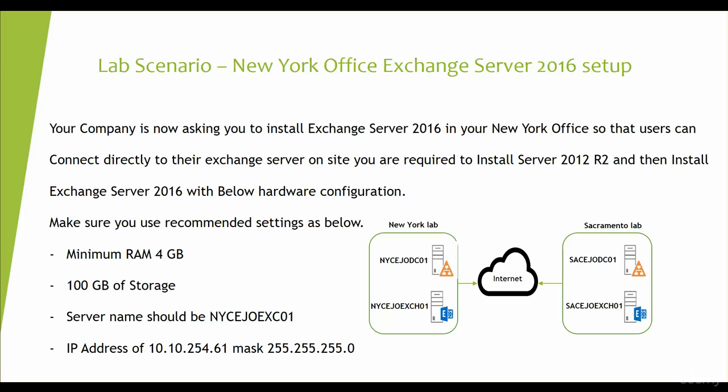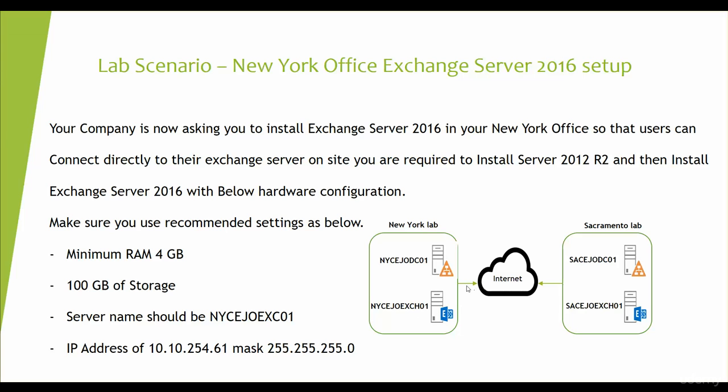You are required to install Server 2012 R2 and then install Exchange Server 2016 with the below hardware requirements. Make sure you use the recommended settings as below. The minimum RAM should be 4 GB, and 100 GB of storage is good. The server name should be NYC EJO Exchange 01, and the IP address is 10.10.254.61 and the subnet mask is 255.255.255.0. If you see in the lab diagram, we already set up the NYC EJO DC01, and now we have to set up the NYC EJO Exchange 01.